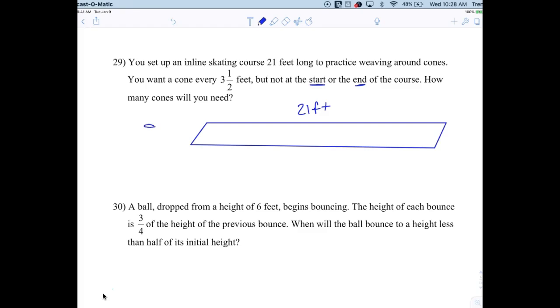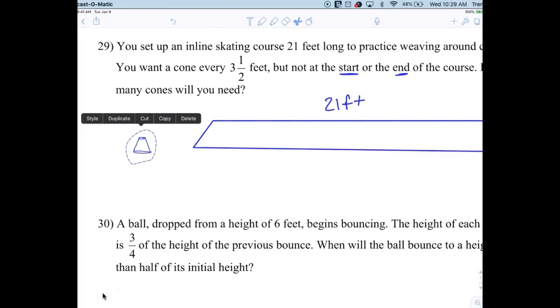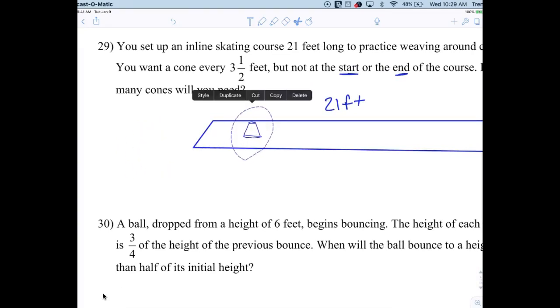So here we go. We're going to draw a cone that you've seen before, and we're going to make it every 3.5 feet. Right here is where the first cone goes. Does everybody agree with that? So how far from the beginning is that? 3.5 feet.